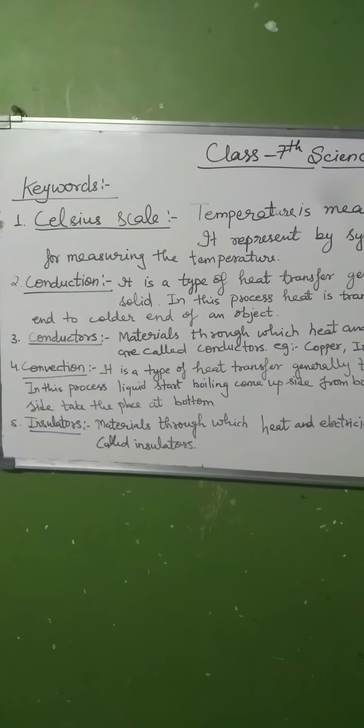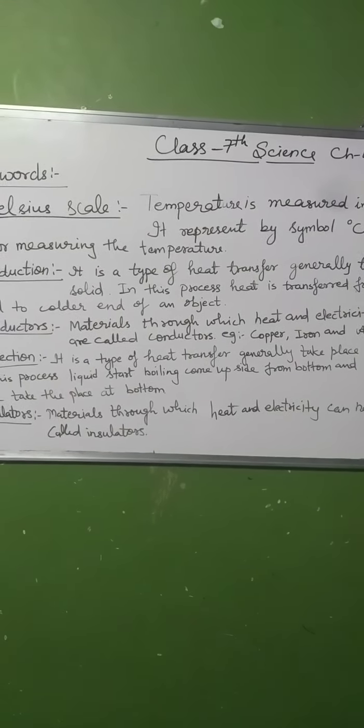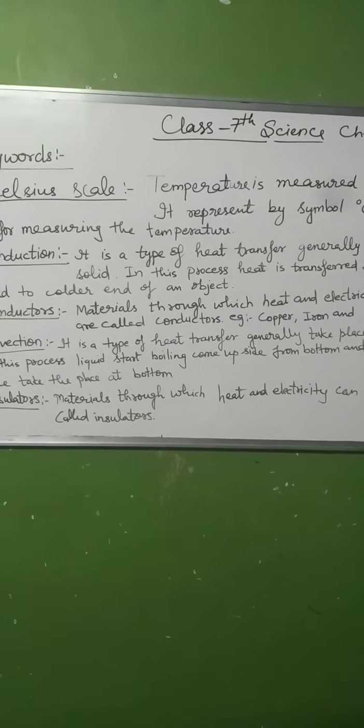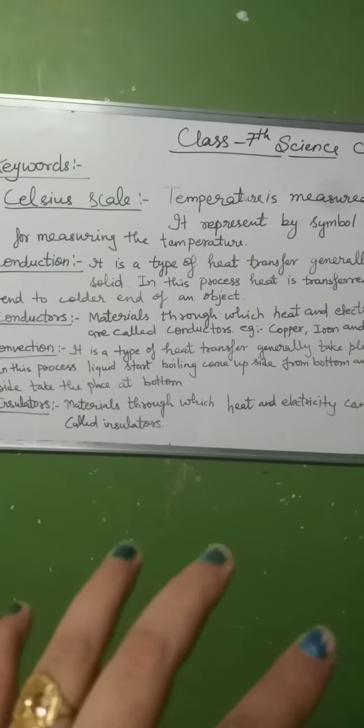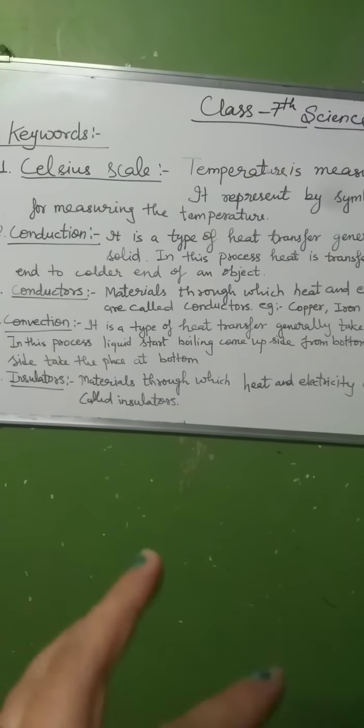The fourth one is convection. It is a type of heat transfer generally taking place in liquids. In this process, the liquid starts boiling, comes up from the bottom and the side liquid takes its place at the bottom.